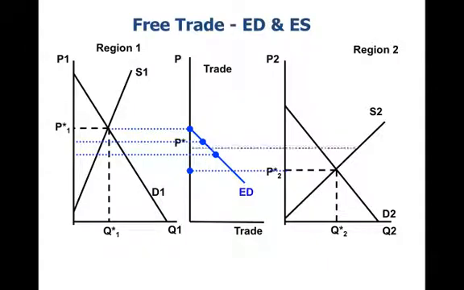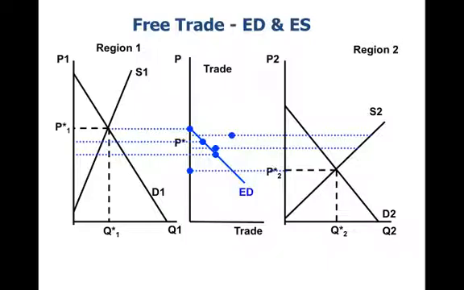For any price above P2 star in the market for region 2, we're going to have excess supply, and we can map that volume of excess supply into the market for trade, as I've just done here for the second price in the market for region 2. If we did that for a third price in the market for region 2, what we would see is that the volume of excess supply grows as the price goes above P2 star, and so we've got a third dot.